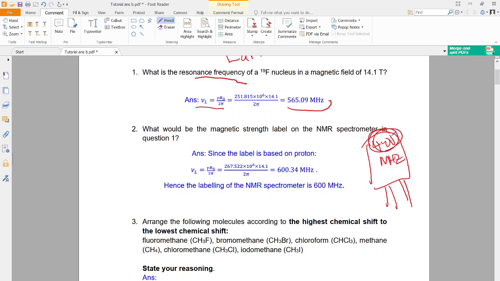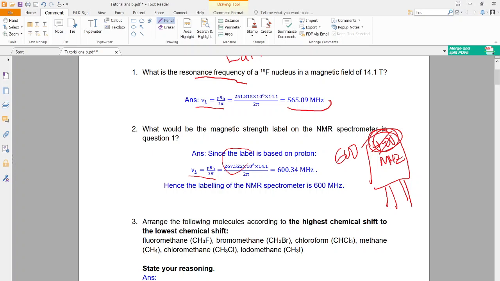Well, remember I told you that the label of the spectrometer is based on the proton nucleus. So all you have to do is find the Larmor frequency for proton. You're using the same equation but applying it to proton, because that's what the label is based on. You find the gyromagnetic ratio, which is given here, and multiply it again with the magnetic field. So you get 600.34, which is close to 600 megahertz. So the label will be 600 megahertz, right?